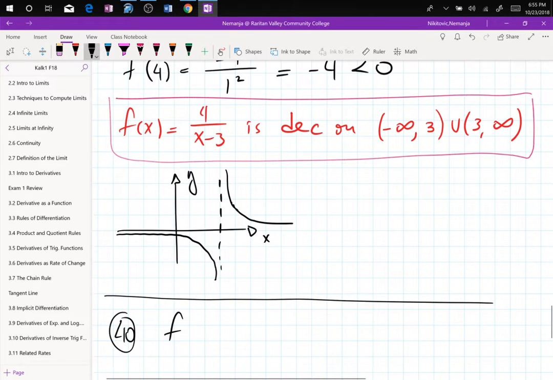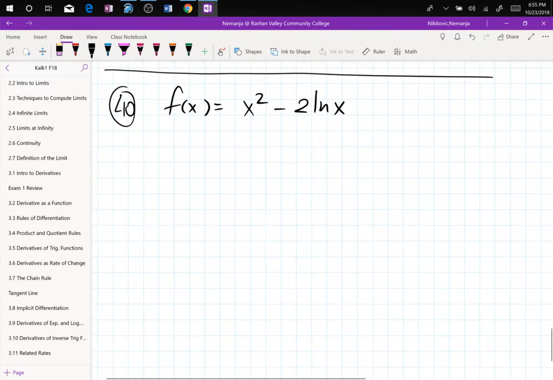It says f of x is equal to x squared minus 2 ln x. So what are the increase, decrease?